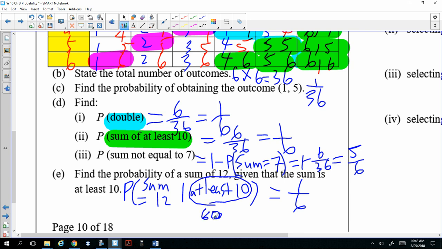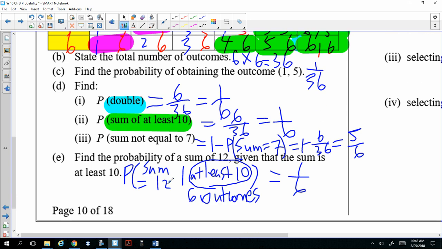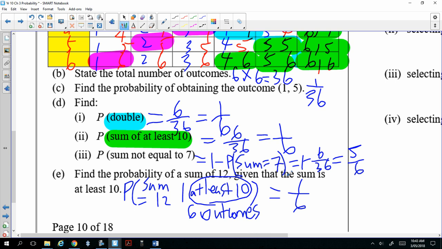6 outcomes that are at least 10. Out of the 6 outcomes, there's only 1 outcome that is a 12. Okay, good. After we do this, we'll do another example. This is a die problem.